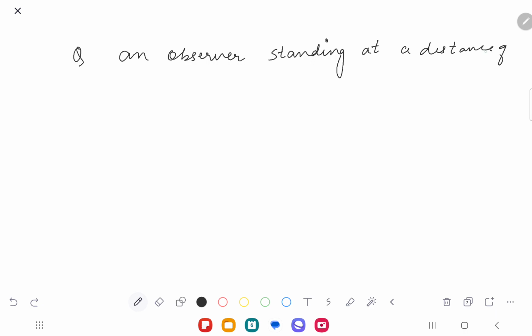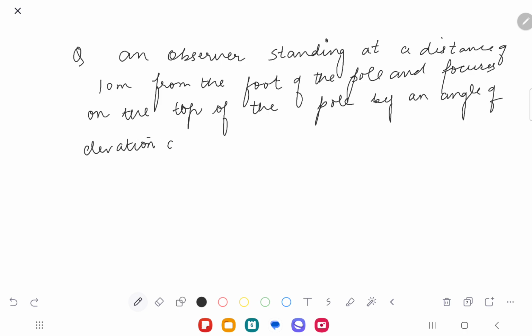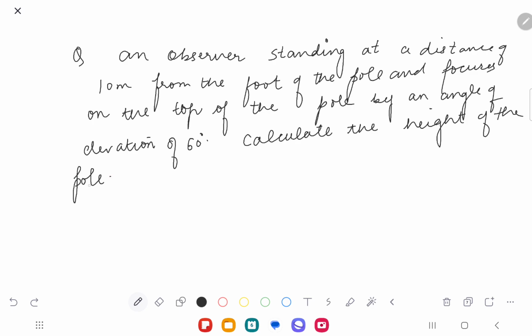See, understand. So for example, the question says, an observer standing at a distance of 10 meters from the foot of the pole, and focuses on the top of the pole by an angle of elevation of 60 degrees. Calculate the height of the pole.